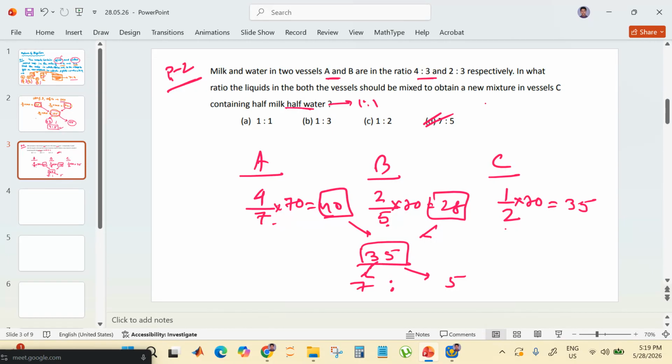Okay, before proceeding to the third problem, just asking you, is there any problem regarding homework number 25 or 26? The last one was, yes, 26. Homework number 26. If yes, then tell me the question number. Otherwise, I will continue with the same new topic, that is mixture alligation.